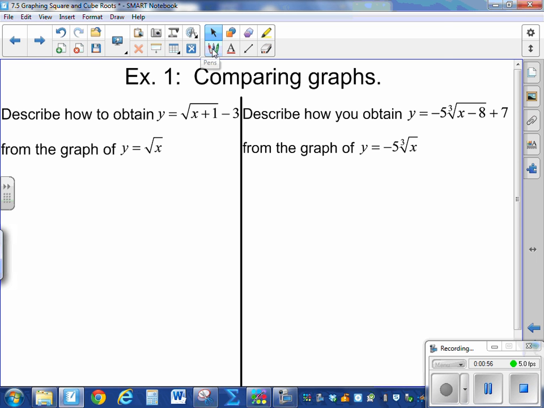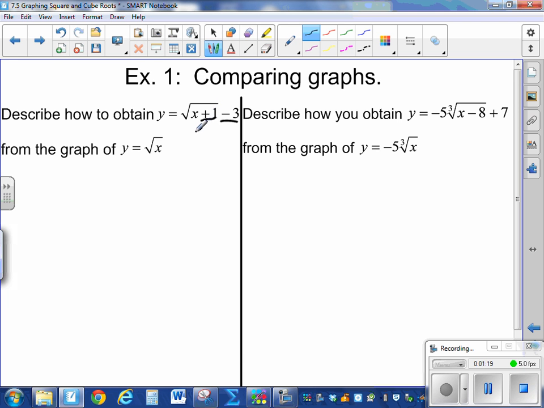So example 1, we'll start with this one. We're describing how to get this first part from this second part. Basically all these types of questions are asking about the shift. So there's your shift right there and right there. That's your H and that's your K. Your H is this x plus 1, but remember inside opposite, so it's actually a minus 1.